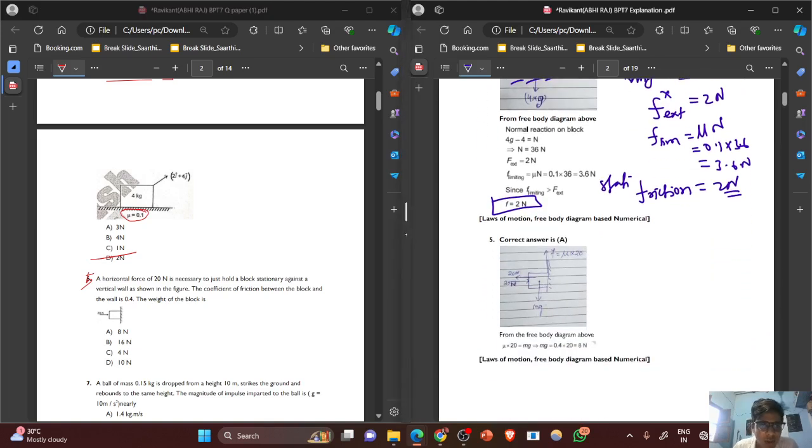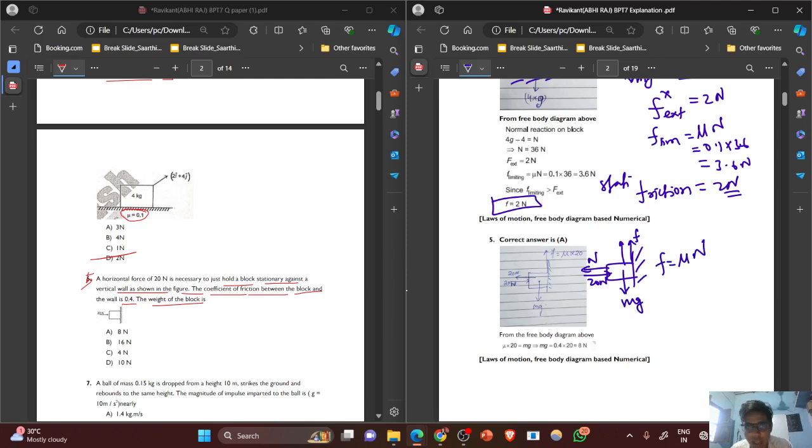As you can see, a horizontal force of 20 Newton is necessary to just hold a block stationary against a vertical wall. The coefficient of friction between the block and the wall is given; find the weight of the block. In the explanation, this is the wall and this is the block, and a 20 Newton force is acting. So the normal is acting in this way, friction at the surface is acting in this way, and gravity is acting in this way. Friction can be given by mu into N, where mu is 0.4 and N is 20 Newton.